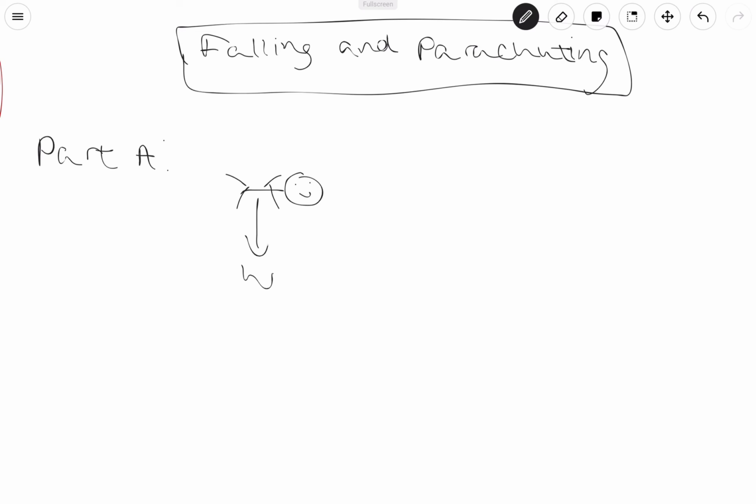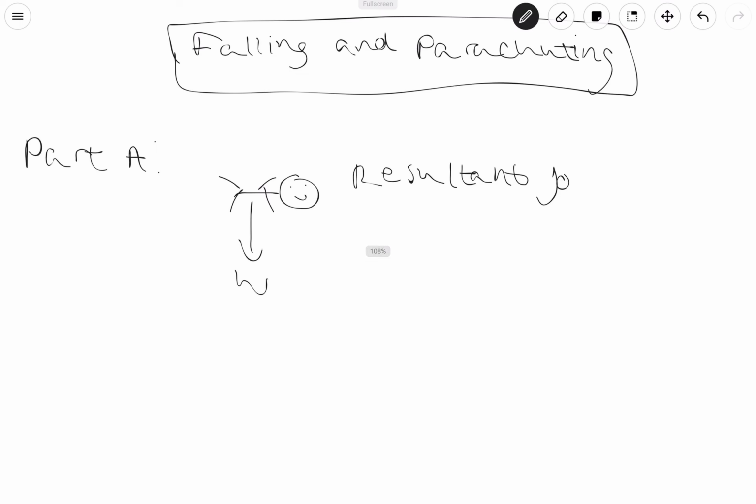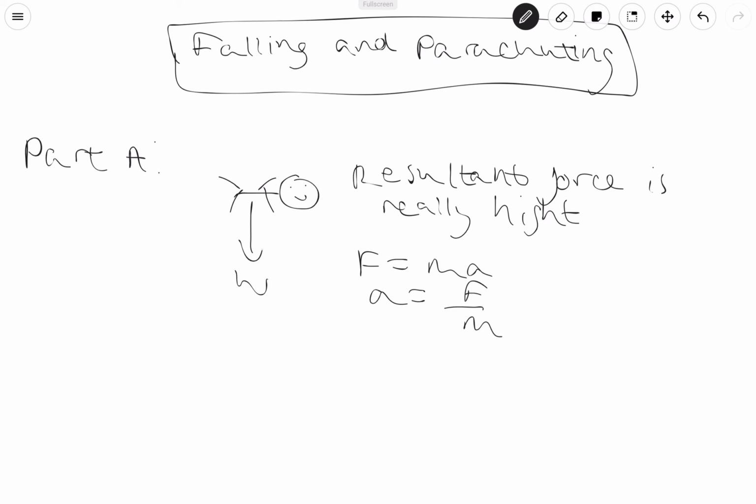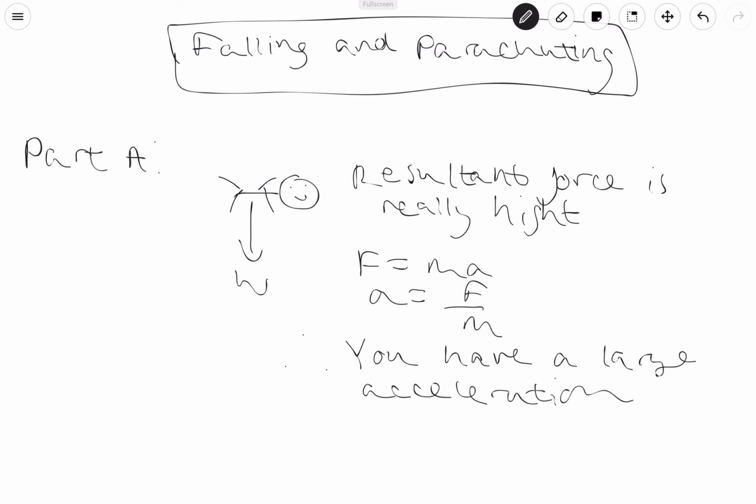Now, what that means is that your resultant force is really large at part A. So at the beginning of the journey, resultant force is at its highest. What does that mean? F equals ma, so a equals F over m. Your resultant force is high, but your mass is the same. So you have a large acceleration. That's part A of the journey.